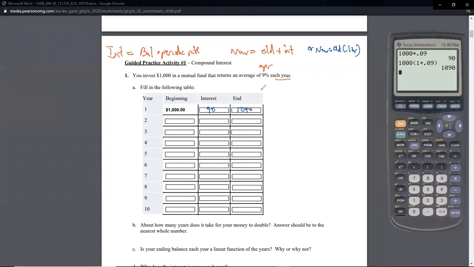So why would we have two different ways? Because sometimes we want to know the interest along the way. Sometimes we're only interested, pun unintended, in the ending balance. We don't want to know the interest.